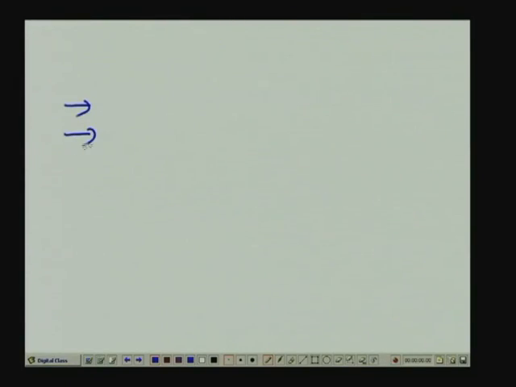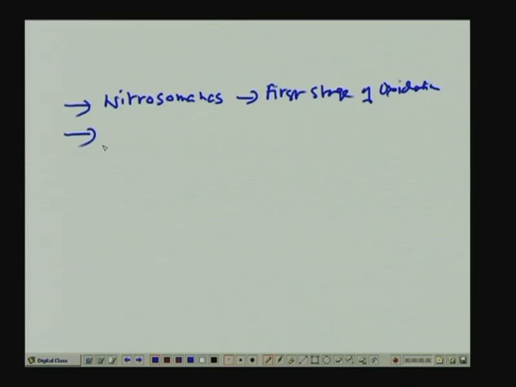One is called nitrosomonas, which helps in the first stage of oxidation. Remember, we are talking about NBOD here. So nitrosomonas is the first stage of oxidation, and then nitrobacter is the second stage of oxidation.